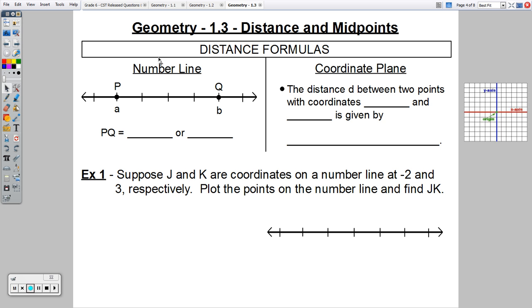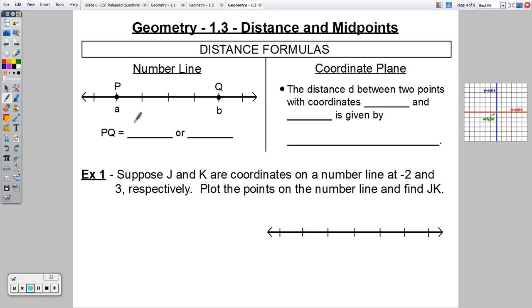Well, let's get started. It says the distance formula is up here for a number line and in the coordinate plane. So a number line is just one-dimensional, just along the line. And then the coordinate plane is like this. You've got the x-axis, y-axis, the origin. We've got coordinate points on the coordinate plane.